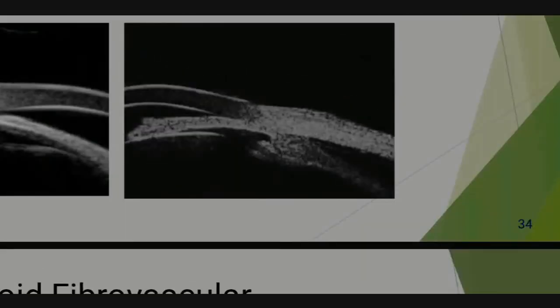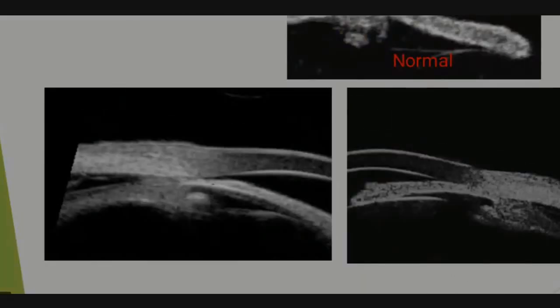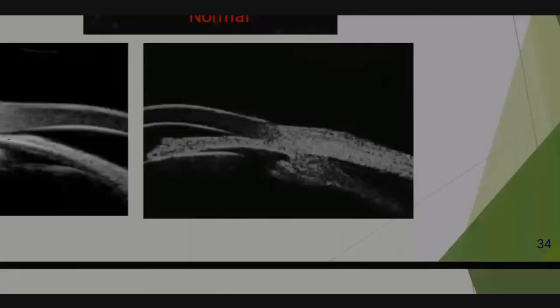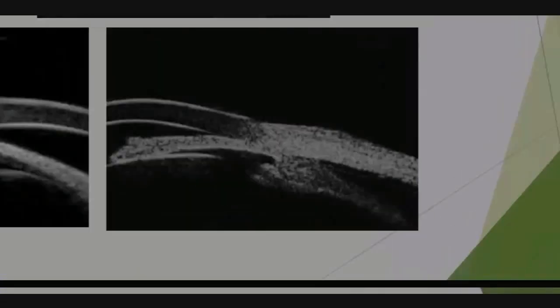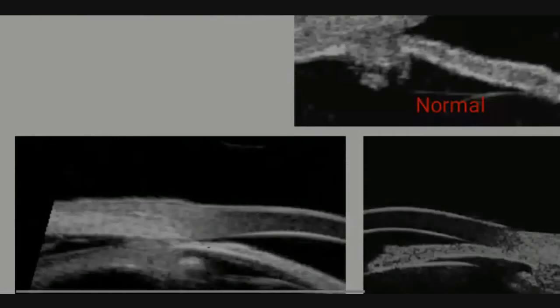If the patient is having hypotony, we have to look for effusion. After any VR surgeries, we should see whether the patient is having effusion or not. This is a clear-cut image of suprachoroidal effusion. This is how it appears in cases.